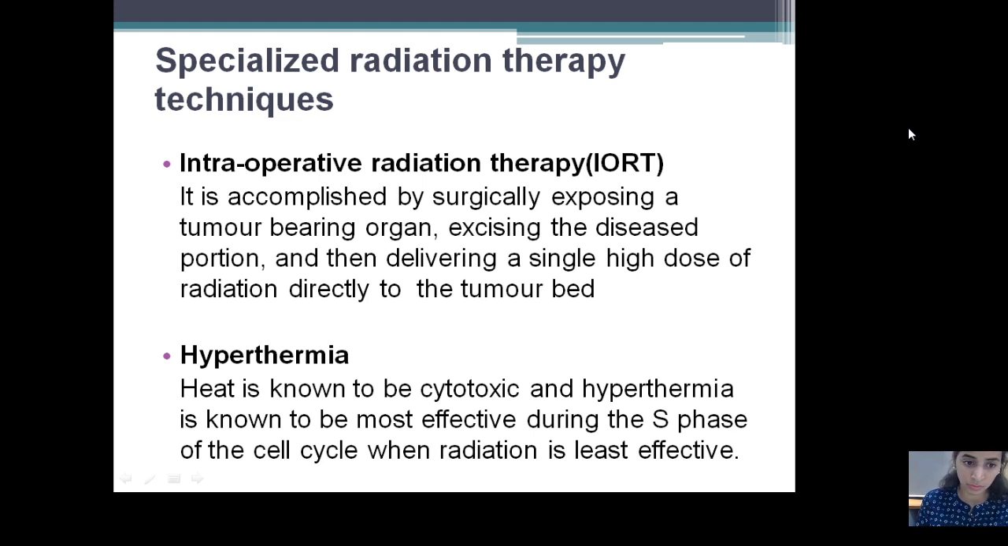The other type is hyperthermia. Heat is known to be cytotoxic, and hyperthermia is known to be most effective during the S phase of the cycle when the radiation is least effective. So thereby we are increasing the effectiveness of the radiation therapy.